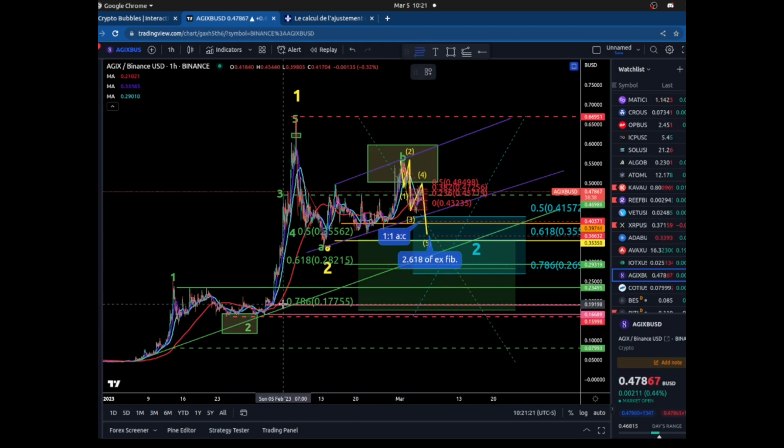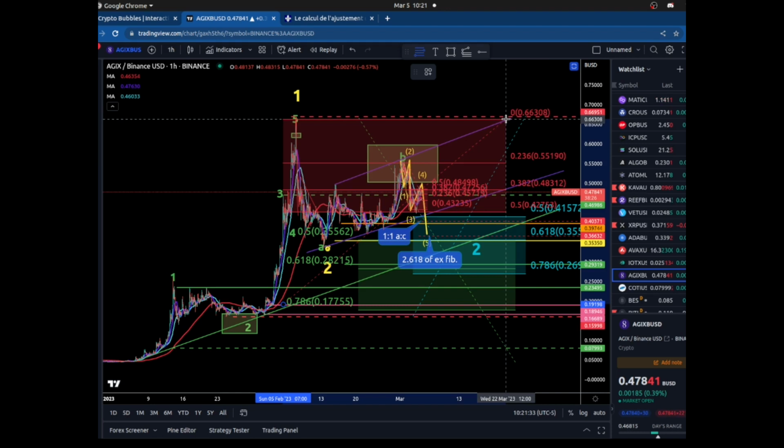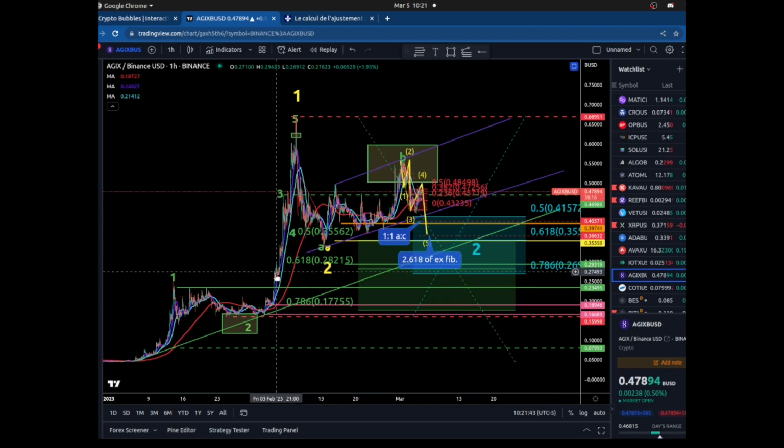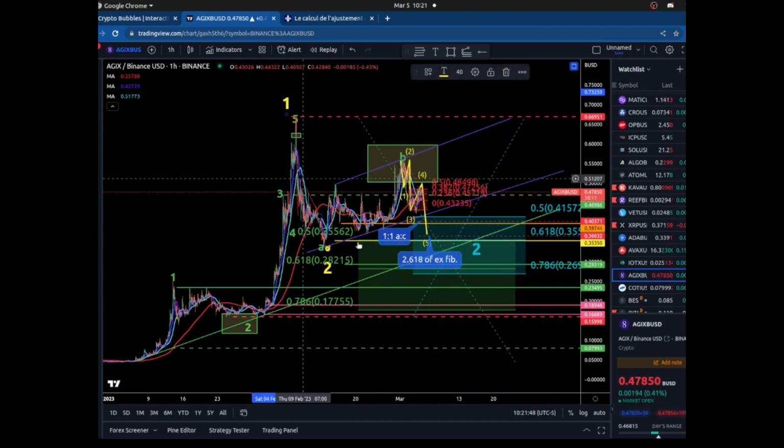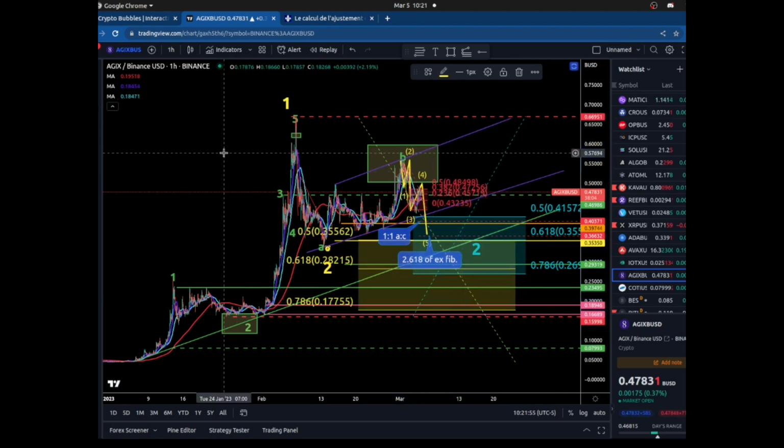But I don't really like this way of counting, because I do find that if this wasn't 1 or 2, here like this, we already, did we? Yeah, because we already went lower than the 0.5. It can happen, but in my opinion it's unlikely to be that count. So my favorite count is still the yellow count. Alright, so just to put some more clarity, I should put this in yellow. There you go.